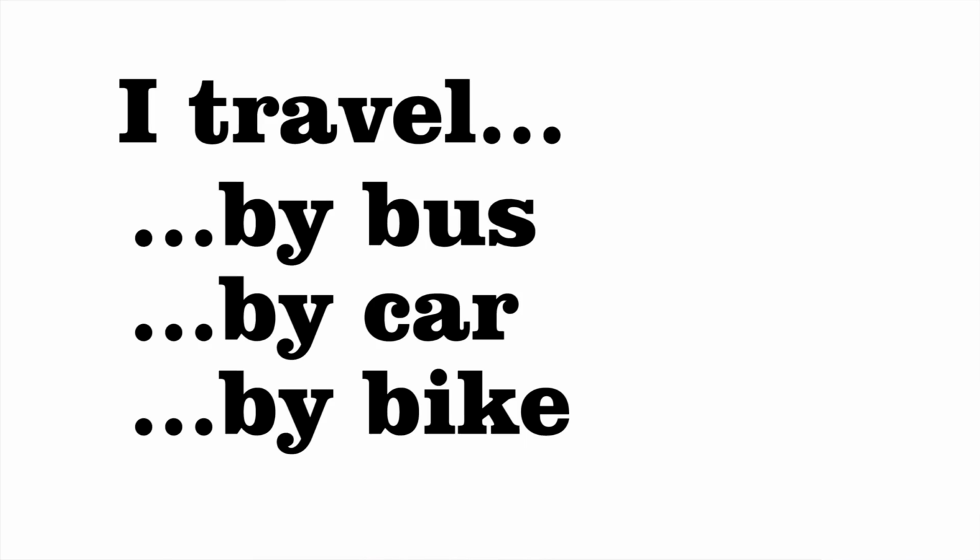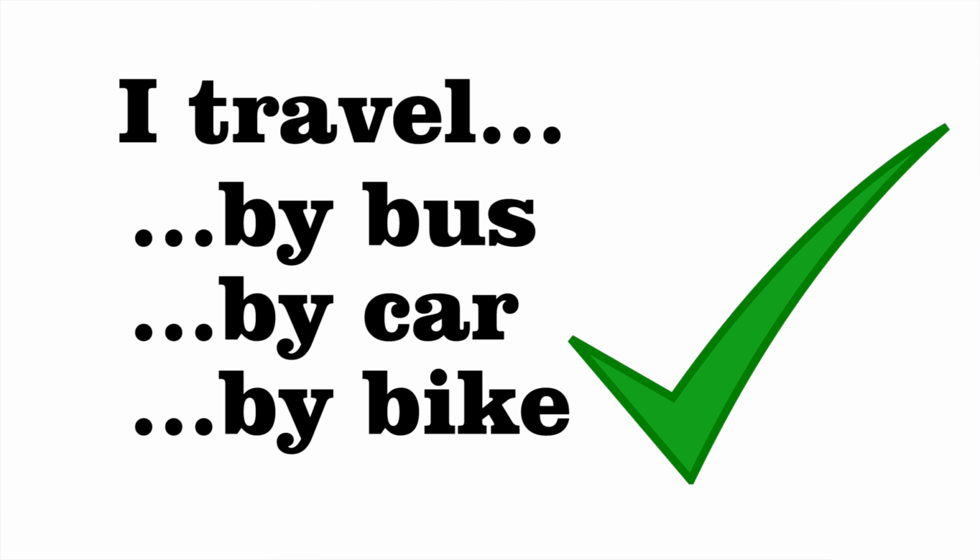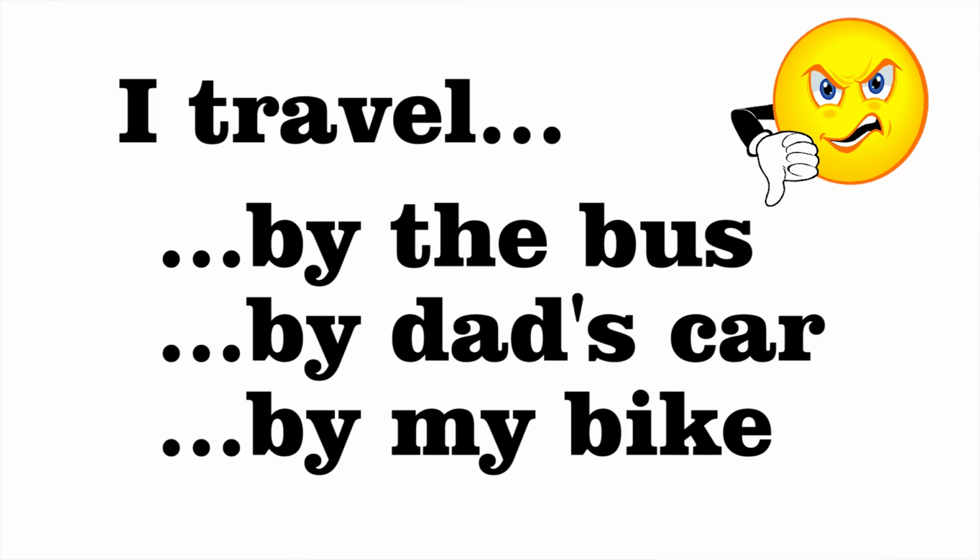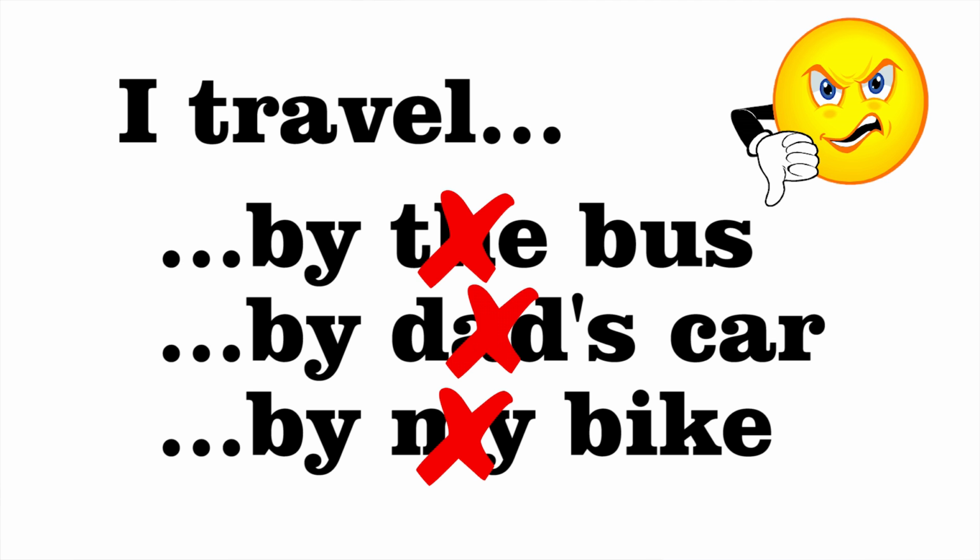And finally, we have by. And we use by when we want to talk about general modes of transport rather than something specific. So we would say travel by bus or by car or by bike, but we wouldn't use anything to indicate a specific piece of transport.